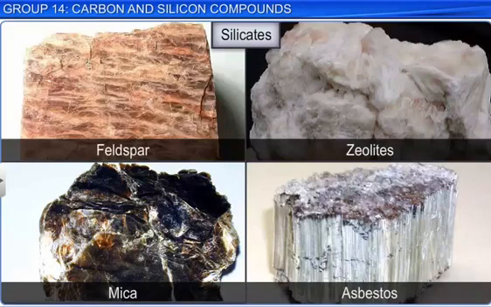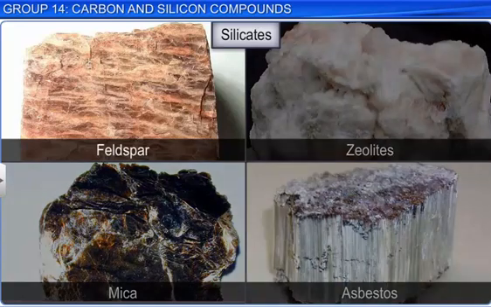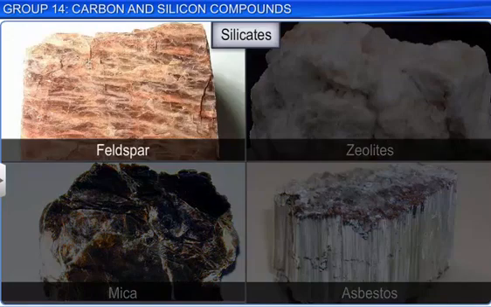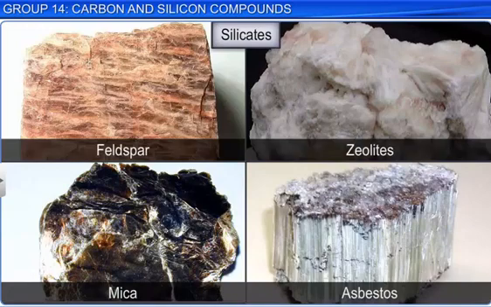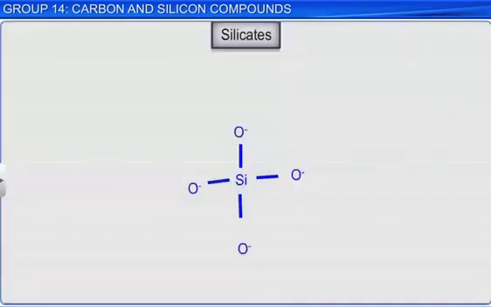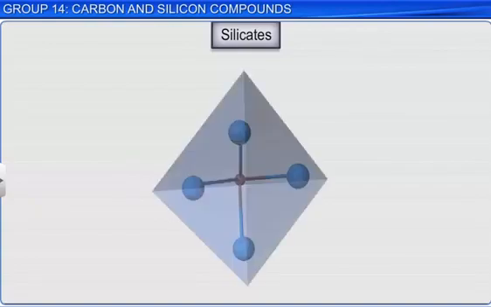Silicates are another important class of silicon compounds. Many silicates are found in nature, including feldspar, zeolites, mica, and asbestos. The main structural unit of silicates is the ion, SiO4 4-. This polyatomic ion has a tetrahedral geometry around the central silicon atom.